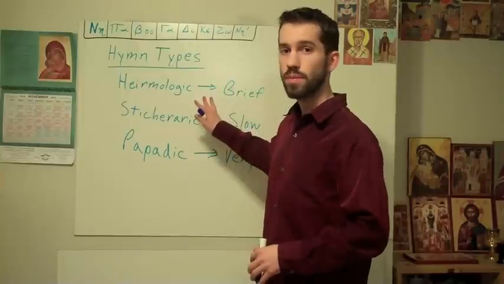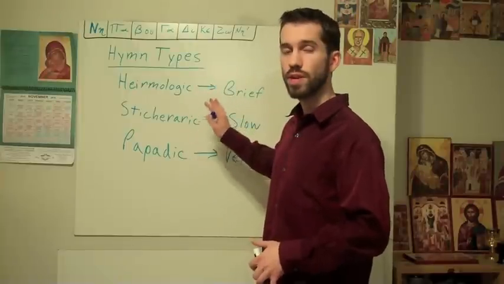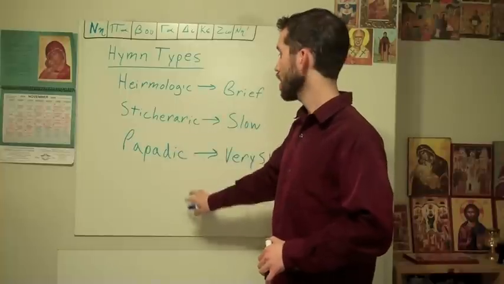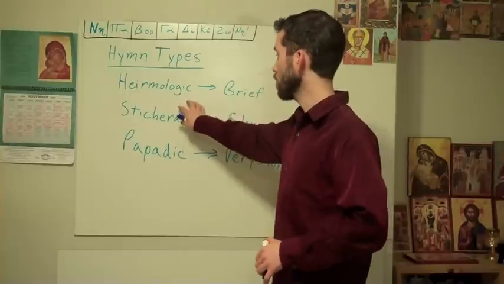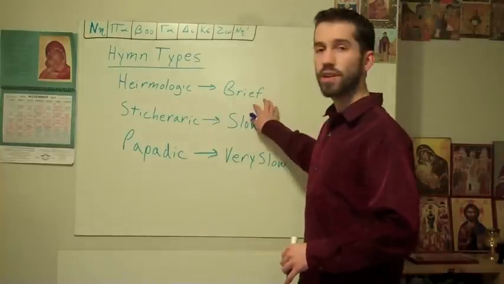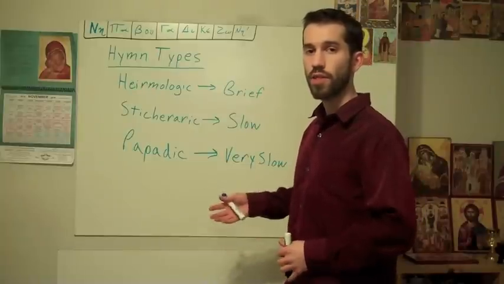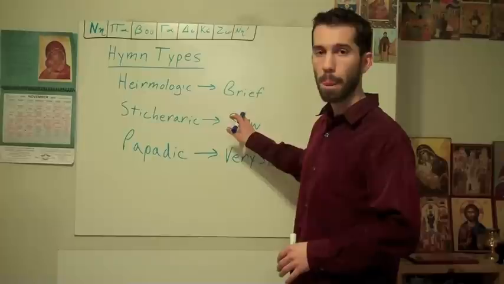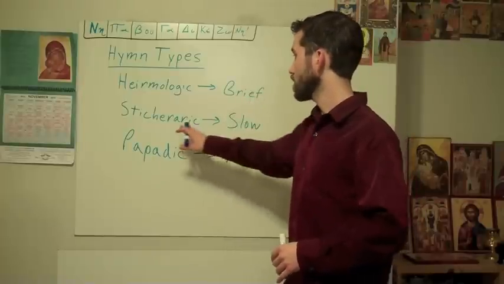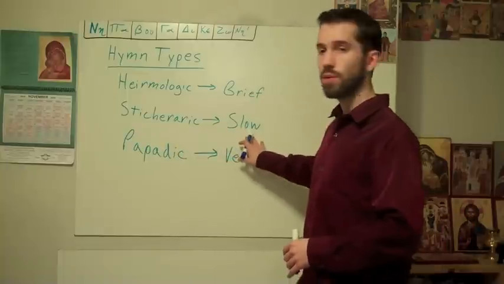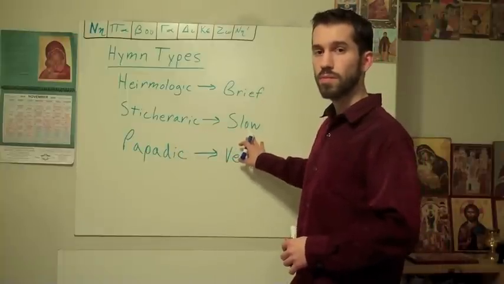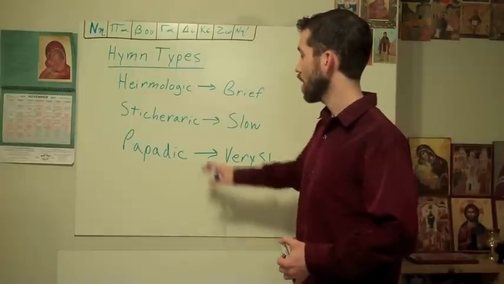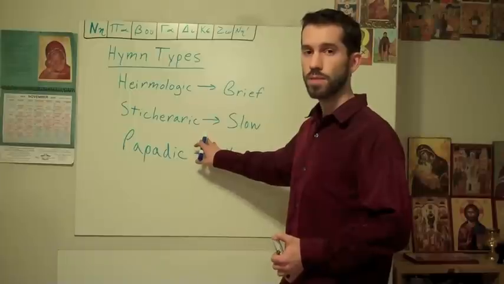As you look through hymns, there's, in general, 3 different types of hymns that you'll find: the irmologic, the stichiraric, and the papatic hymns. Irmologic hymns are the brief style hymns, where these are sung in a rather quick fashion, and these normally have 1 syllable per note, or 1 note per syllable. The stichiraric are a slower version, which are normally maybe for bigger feasts or when there's more time in the services, and these normally have multiple notes per syllable.